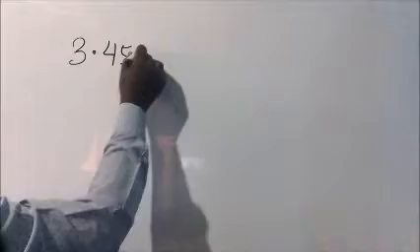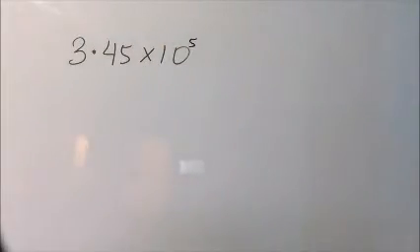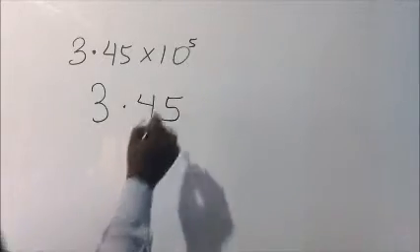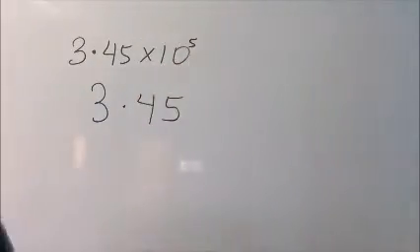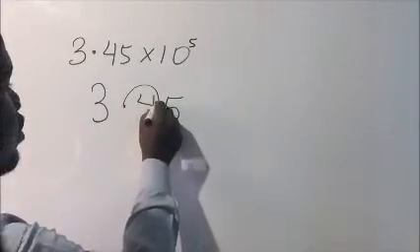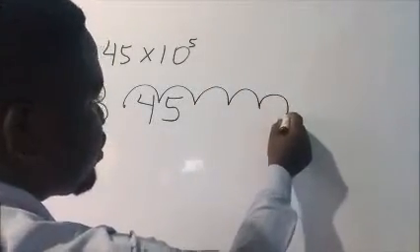So let us start. For instance, if you've been given 3.45 times 10 raised to the power 5. It is very simple. Get your 3.45, and they said times 10 raised to the power 5. So which means we have 5 zeros over there. So we have to move 1, 2, 3, 4, and 5. So this is where it ends.